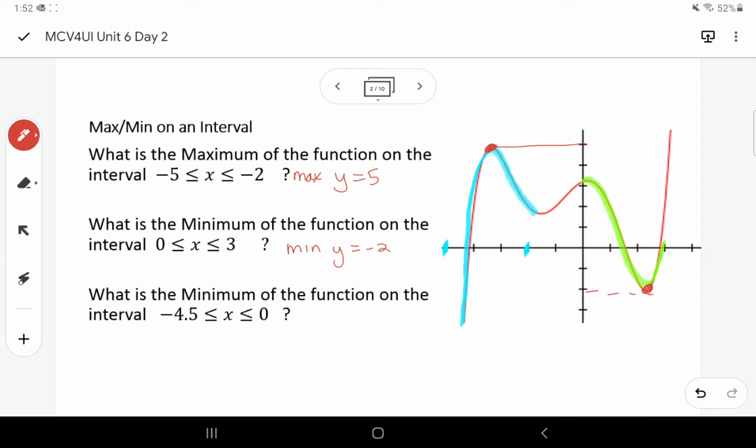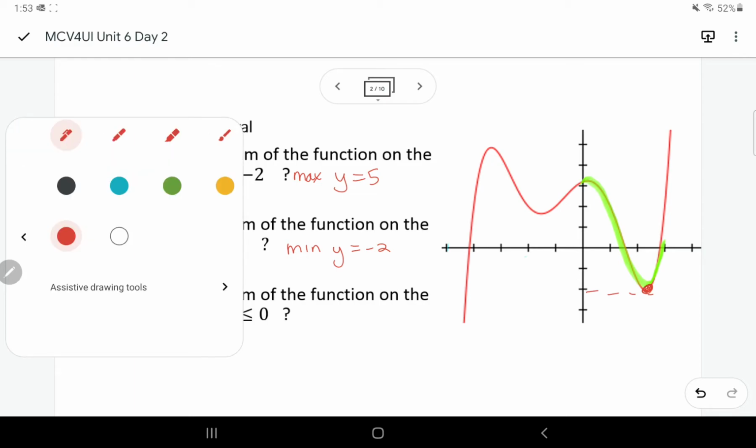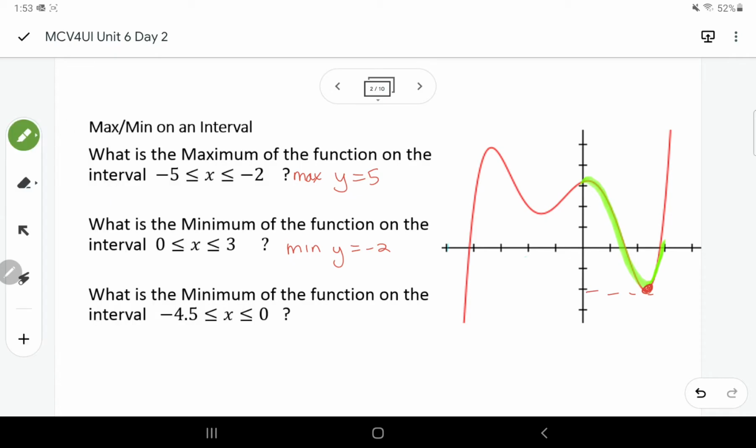So here we've got turning points, and that's often what we think of as the maximum or minimum. It's not always the maximum or minimum though. If we were looking at part C, and I'm just going to erase my other highlighting from the previous one, here we want to find the minimum of the function on the interval from -4.5 to 0.